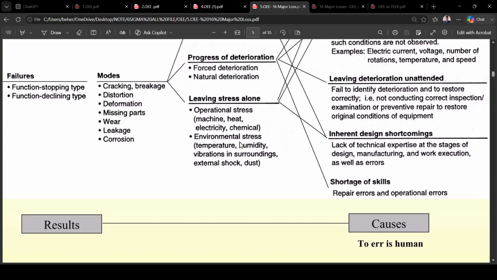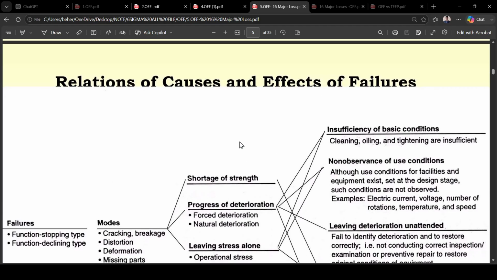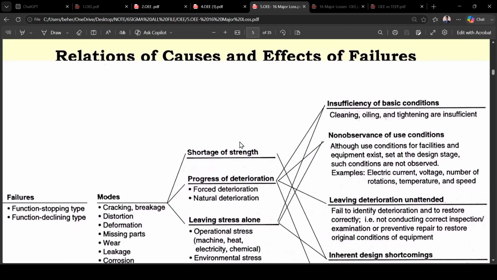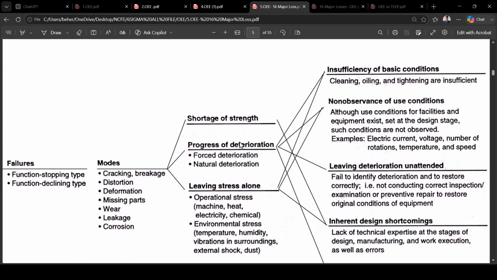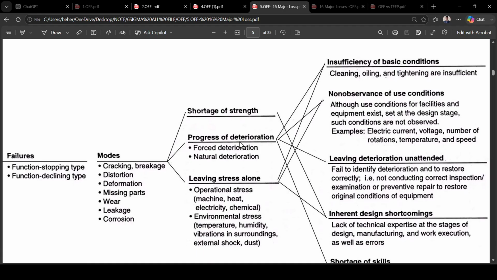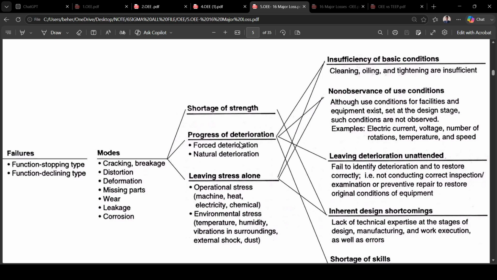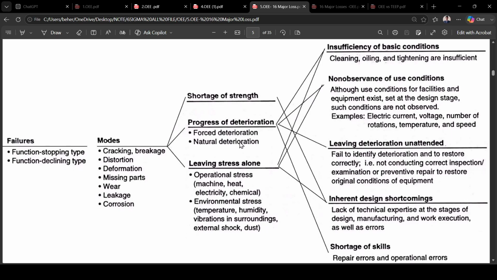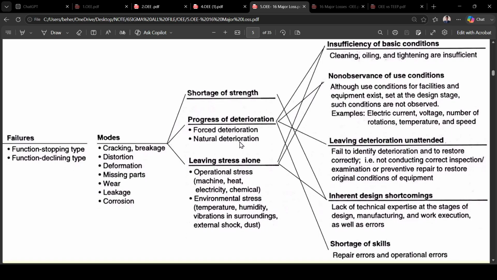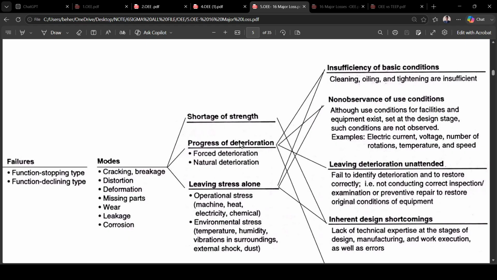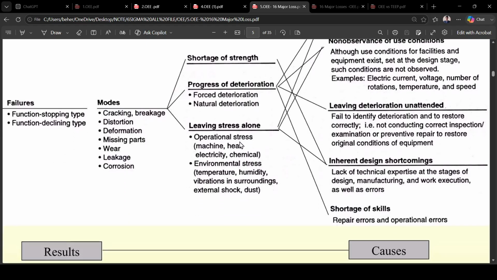Then another topic explains the relation of causes and effects of failures. These types of failure relations are there: failures, moods, strengths, process depression, living stress alone, insufficient waste condition. How to sort out this method? See, it is one by one, and he will explain that.